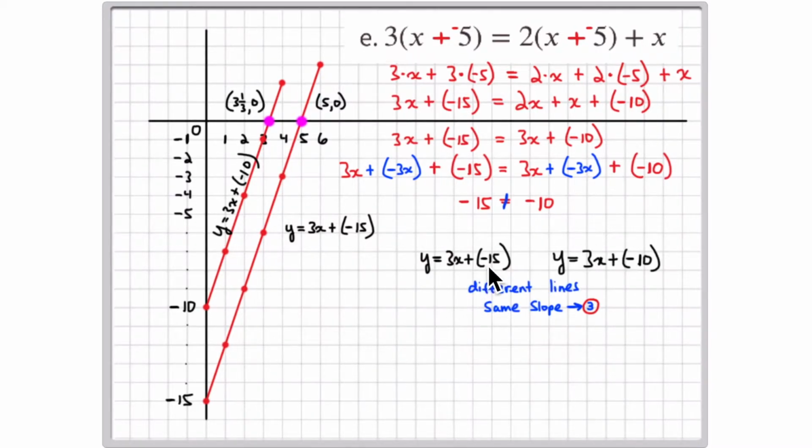So y equals 3x plus negative 15, y equals 3x plus negative 10. Different lines, but they have the same slope. They will never intersect. There is no value of x that will make this equation true, so there's no solution. A solution would be when lines intersect. Either it's the same line, so every single point intersects, or they intersect at one point if they have a different slope.